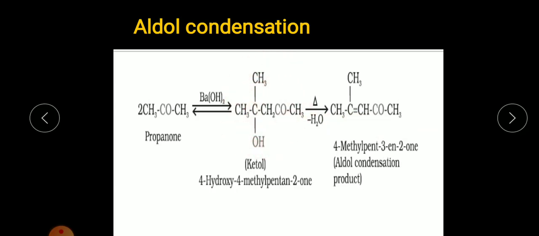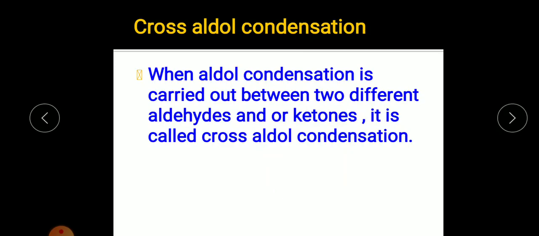Okay, next, cross aldol condensation. When you talk about cross aldol condensation, it means that it is carried out between two different aldehydes or ketones. In a simple aldol condensation, we have taken the same kind of molecule. But in cross aldol condensation, you can have two different aldehydes, or you can take acetaldehyde and propanone, or you can take one aldehyde and one ketone. That will be called cross aldol condensation.